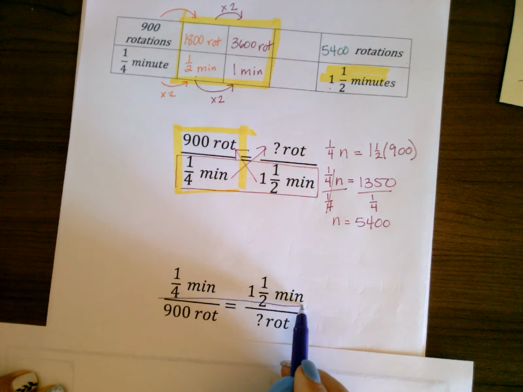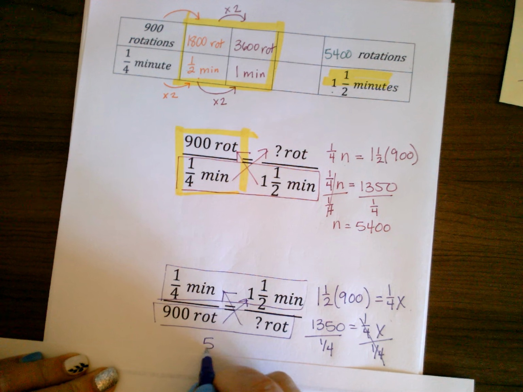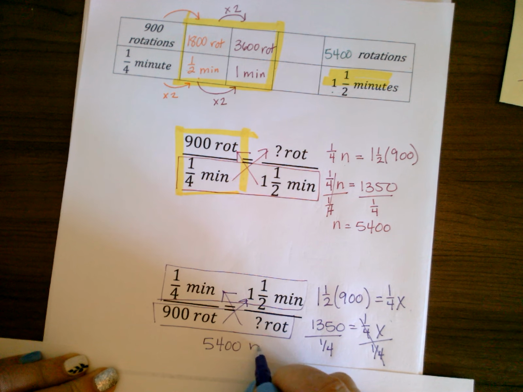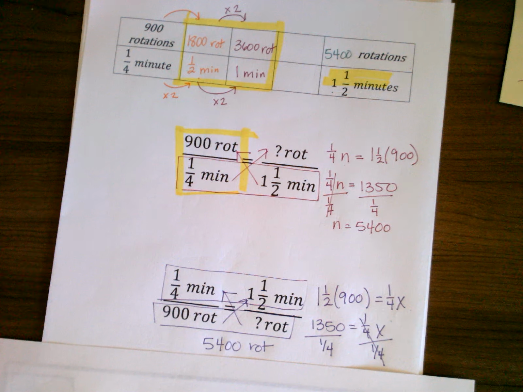Picking a different letter for a variable, something unknown. Multiplying, one-step equation, I would need to divide. I would still end with 5,400 rotations.